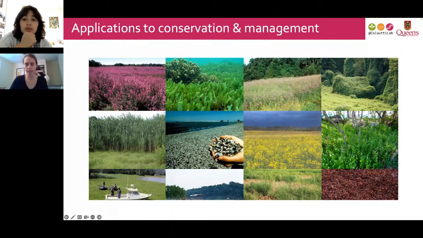And our goal is to use the purple loosestrife model system as an evolutionary model for invasive species so that we can provide empirical evidence for the managers that will ultimately make these decisions, but also predict how native plants will respond to the myriad of novel pressures that they'll experience under anthropogenic climate change.